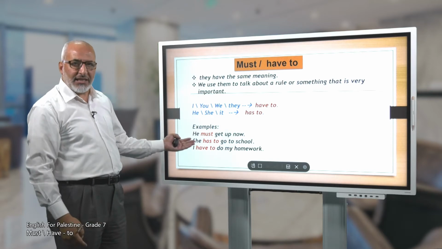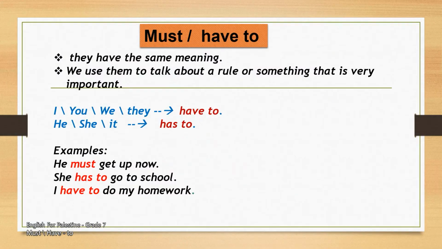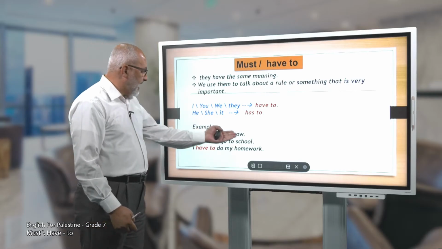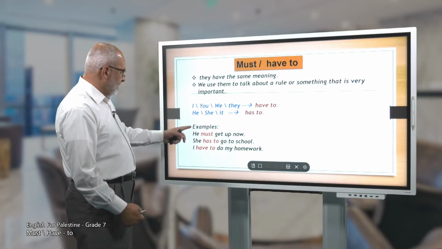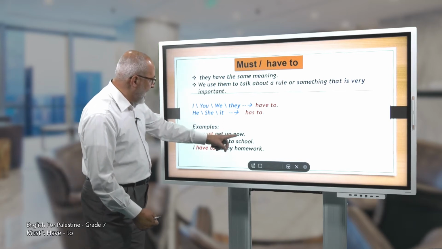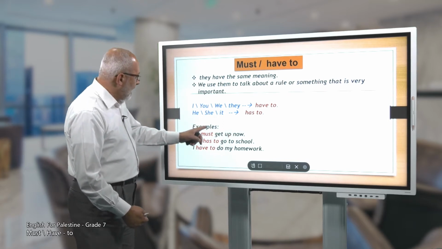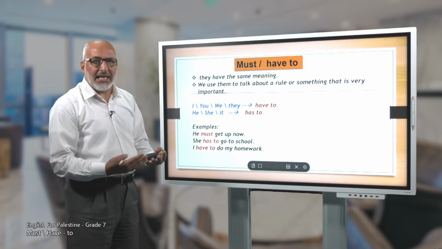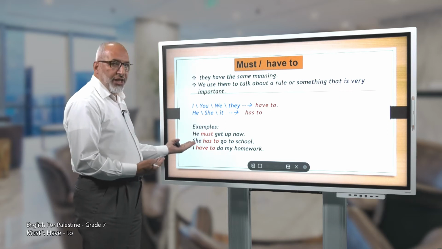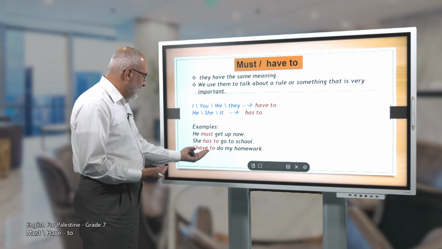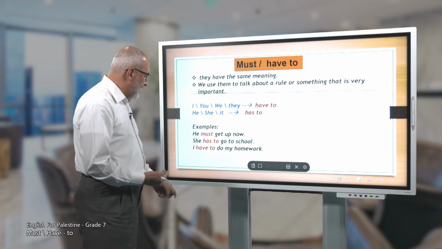Examples. Let's look at these examples together. He must get up now. She has to go to school. I have to do my homework. If you notice here, he must get up now or he has to get up now, the same meaning. We use has to because here the subject is she, and we use have to in this example because the subject is I.